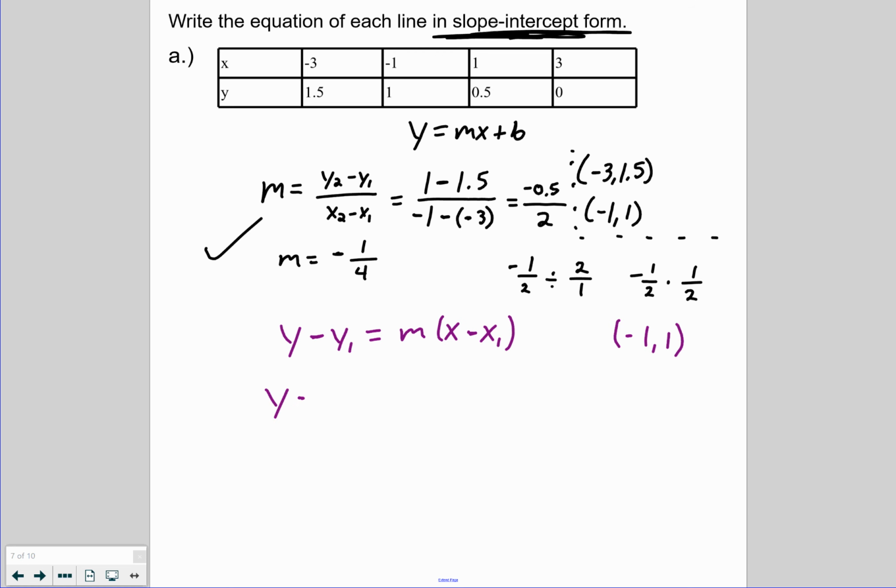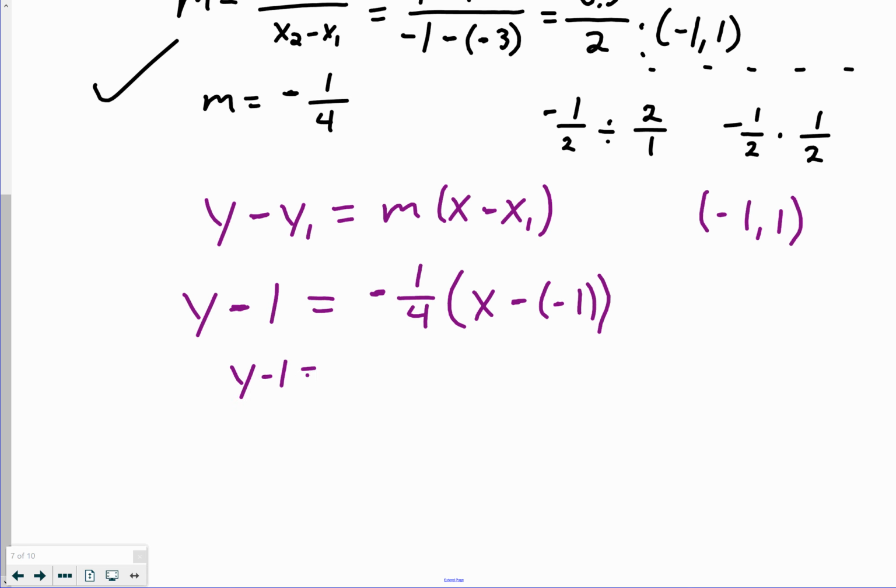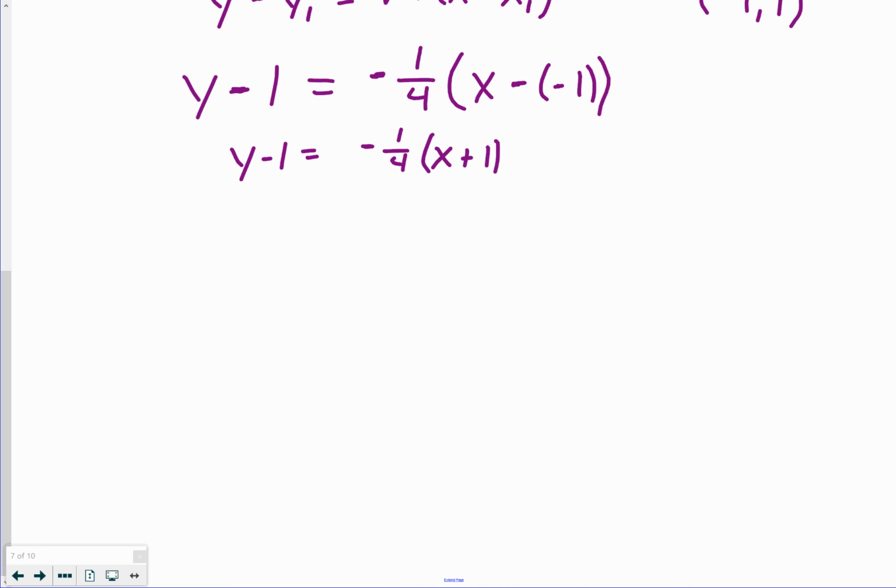So I'm going to write y minus, what is my y value? 1, equals, my slope is -1/4 times x minus, what's my x value? -1. So you already know that that's going to become a positive. Let me do this so you can see it a little bit better. Okay, so we have -1/4 times x plus 1. Are we finished? No. It doesn't look like slope-intercept form, but what's crazy, it's really close.